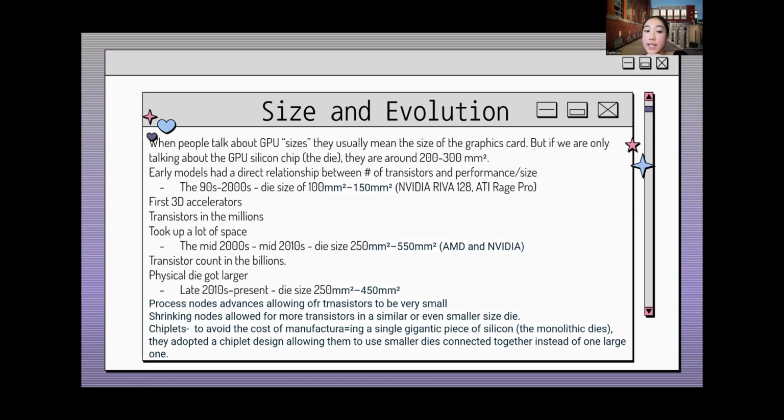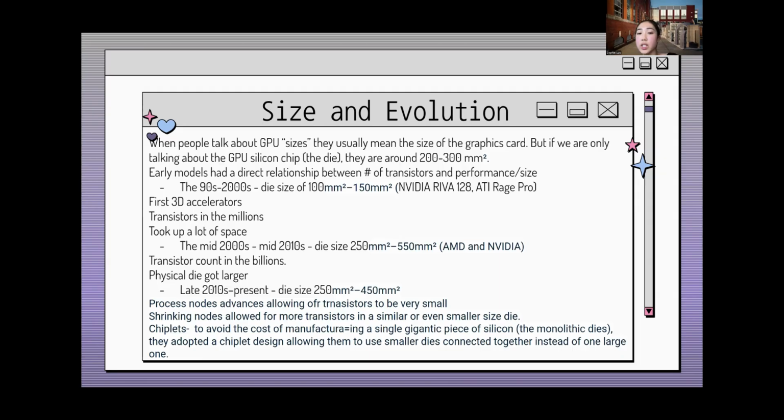And then in the late 2010s to present day, die size went to around the same size, 250 to 450. We see that it's around the same size in the face, but there are way more transistors and there was not an increase in size. And this is because we were able to shrink the nodes. Basically, the nodes determine how small the transistors can be made. By shrinking the nodes, we can increase the amount of transistors.